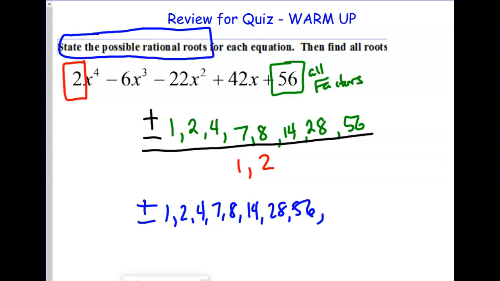But then if I came back through and took all those green guys and divided them by 2, I would get 1/2. I'm not going to write down 2 over 2, because that's a 1, and we already wrote that. 4 over 2, already wrote that. 7 over 2, I have to write that one down. 8 over 2, nope. 14 over 2, nope. 28 over 2, nope. 56 over 2, nope. That, my friends, is a list of all possible rational roots.